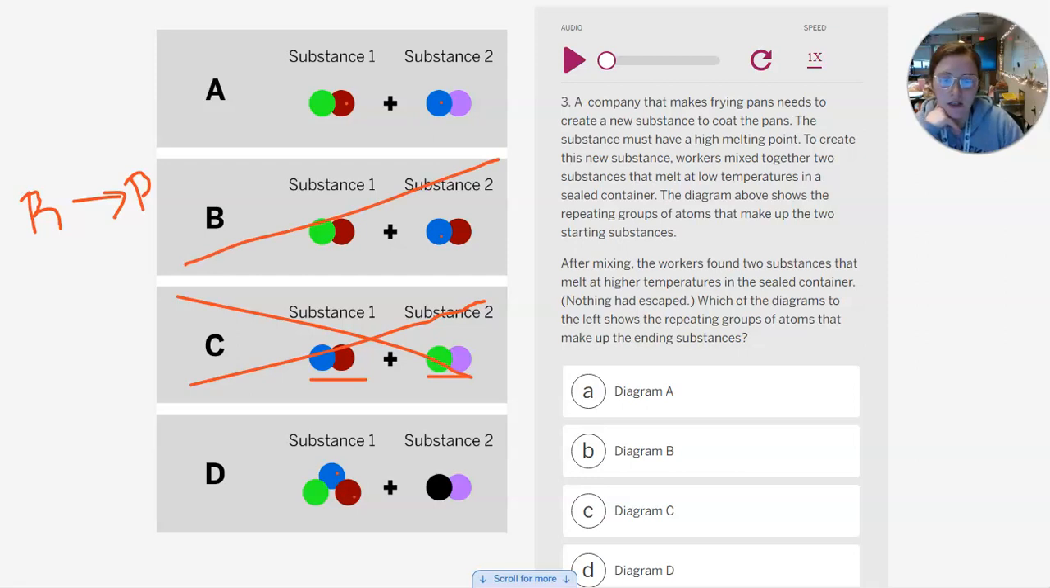And this one has a red. And I'll check for a green. I have a green. I have a green. I'll check for a purple. Okay, I have a purple and a purple. But what's this one? Do I have a black in the beginning substance? No. So can the black magically show up at the end? No. So my answer has to be A.